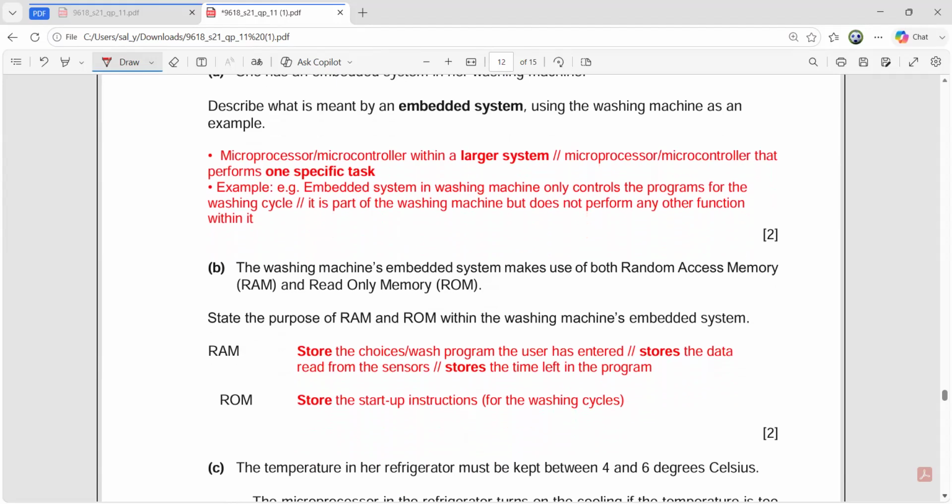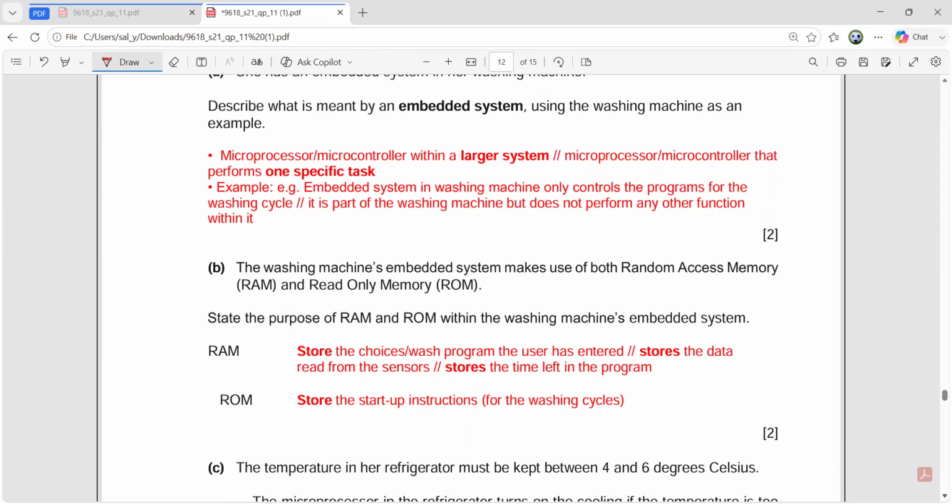Part B. The washing machine's embedded system makes use of both ROM, read-only memory, and RAM, random access memory. State the purpose of RAM and ROM within the washing machine's embedded system. Now, this is so simple. I mean, we know RAM means it is storing the data temporarily because it is a volatile memory.